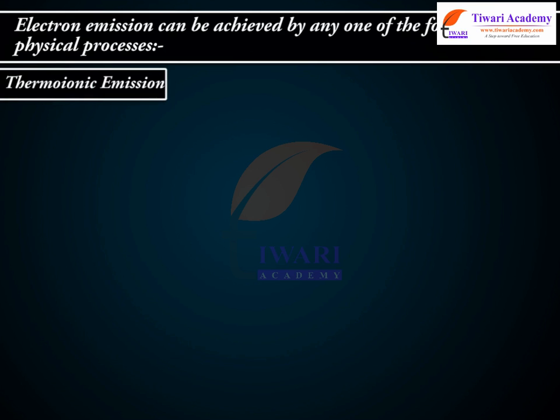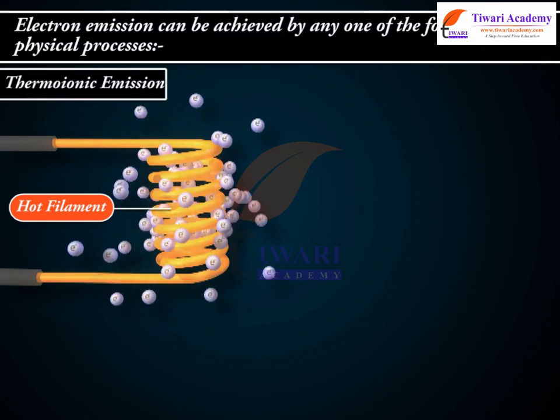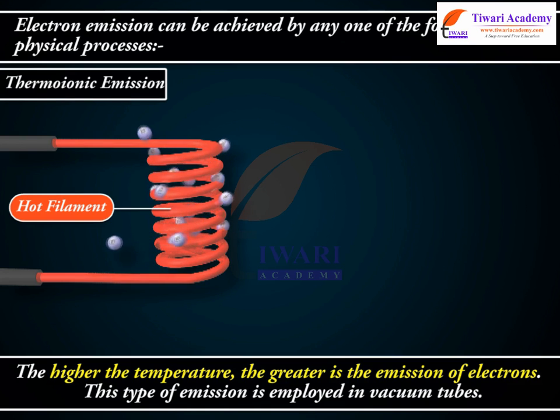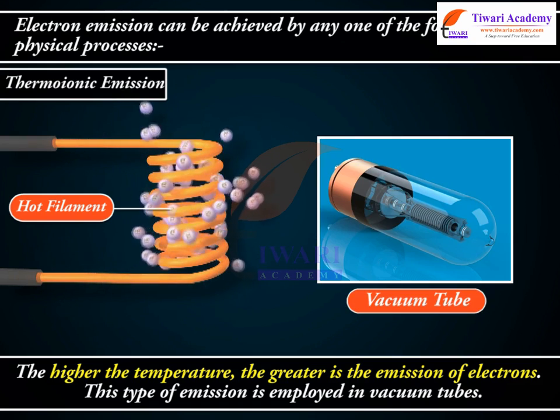Thermionic emission. In this method, the metal is heated to sufficient temperature to enable the free electrons to leave the metal surface. The higher the temperature, the greater is the emission of electrons. This type of emission is employed in vacuum tubes.